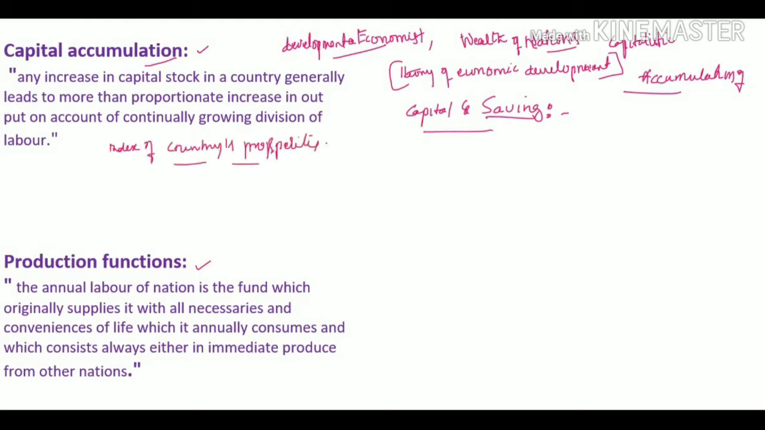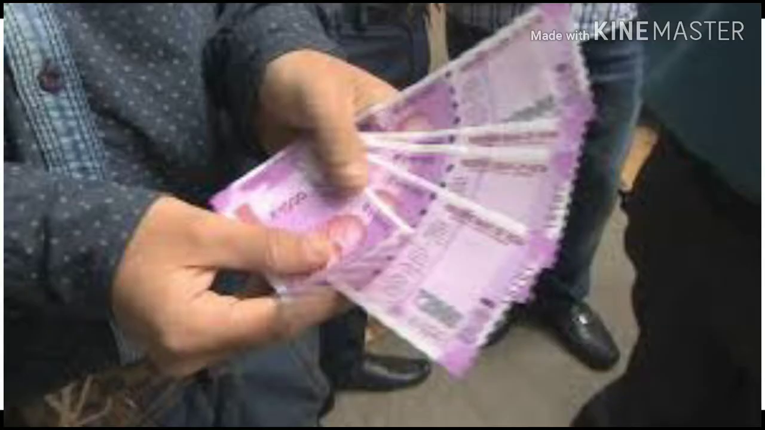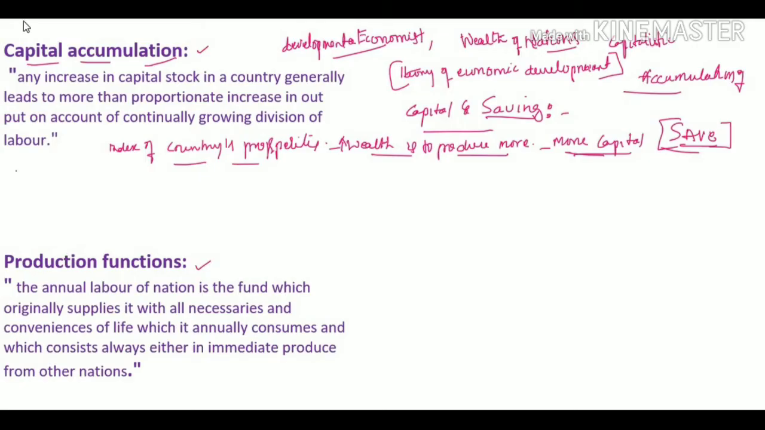According to Adam Smith, the only way to increase wealth is to produce more. To produce more requires huge capital accumulation. For this purpose, we must produce more capital. To produce more capital, we must save more. If you want to increase capital, we have to save more. To save more, Adam Smith proposed a formula, that is parsimony.